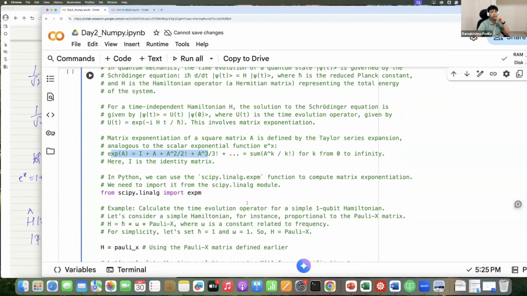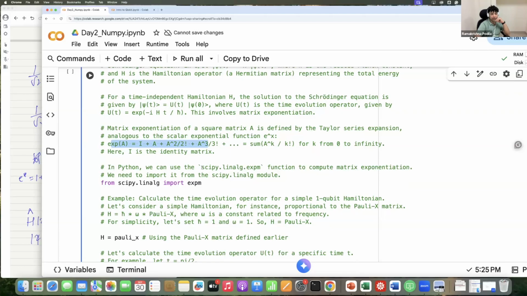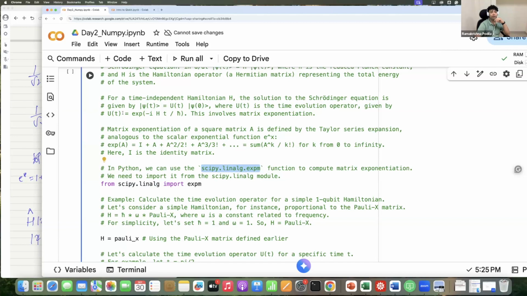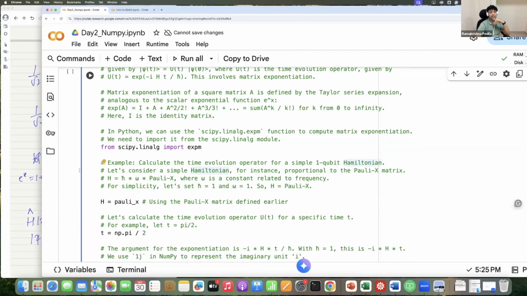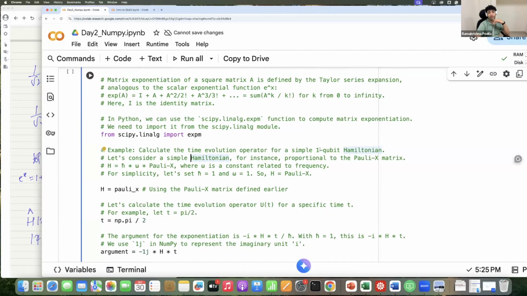So in Python, we can use another package called SciPy, which is like NumPy, and we can do the exponential of a matrix, which is called expm. That is important for doing unitary operators, for example, for time evolution. So the example that we have is to calculate the time evolution operator for a single qubit Hamiltonian. We consider a simple Hamiltonian like the Pauli X matrix, so the Hamiltonian is given by h bar omega times Pauli X.